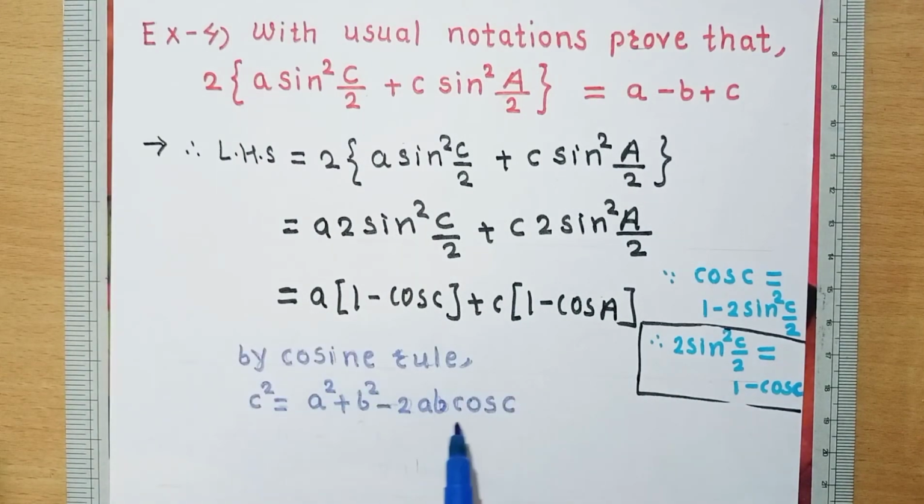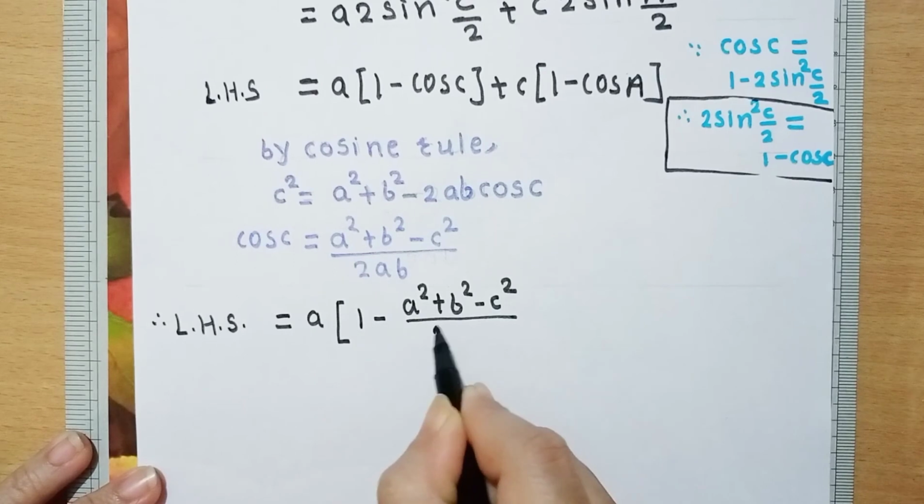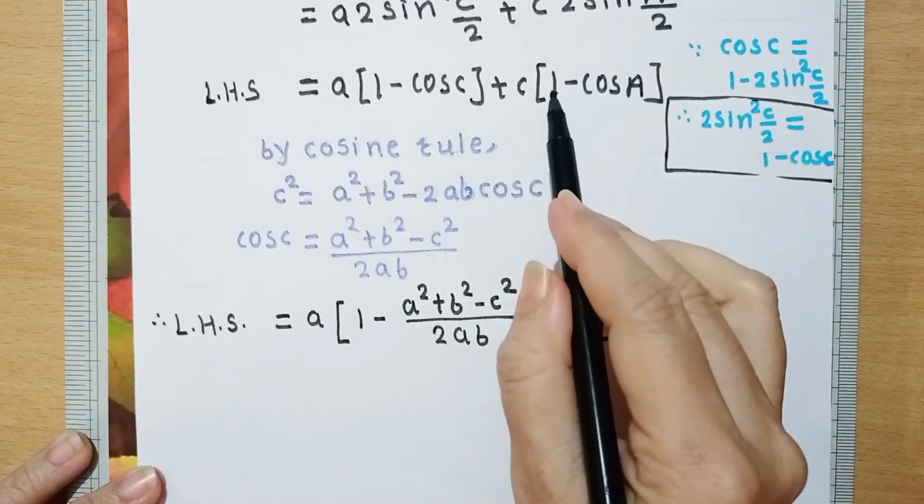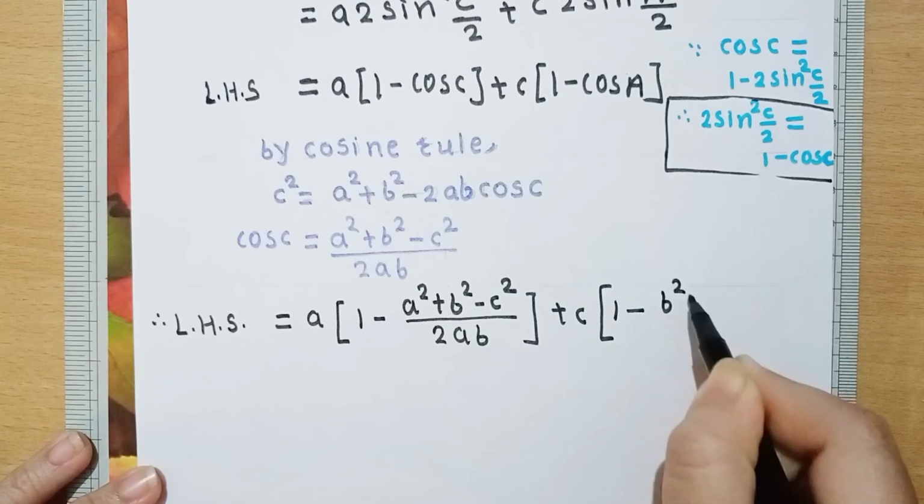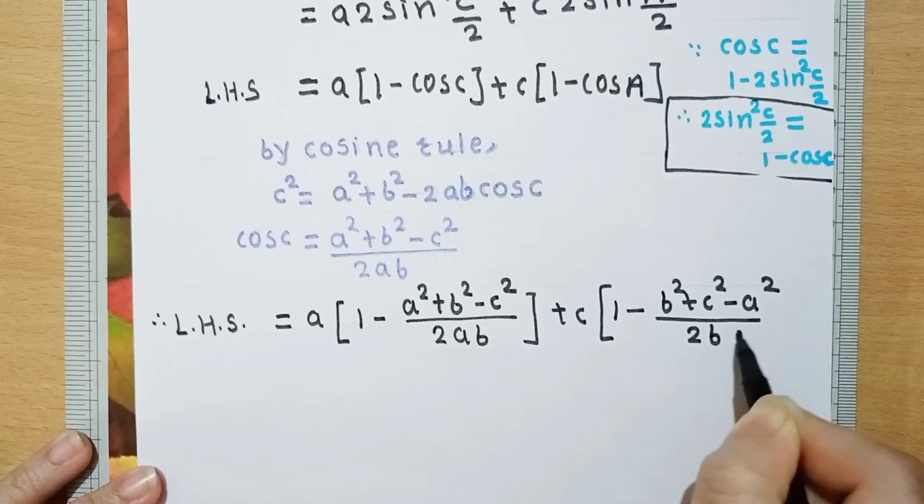By the cosine rule we know this, and therefore if we move this term here, cos of C equal to A square plus B square, this term will become minus, and upon this twice AB. Same we will write for cos A. So substituting in LHS, upon this twice AB plus C, and then we will write 1 minus, now cos A means we will write here B square plus C square minus A square upon twice BC.